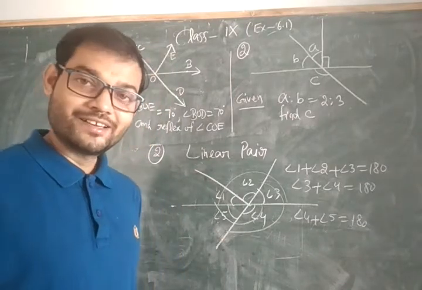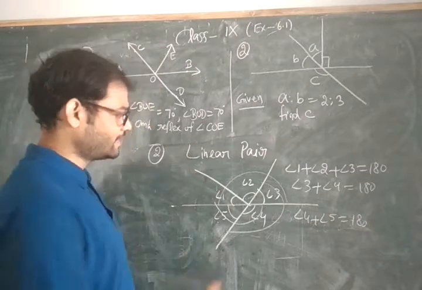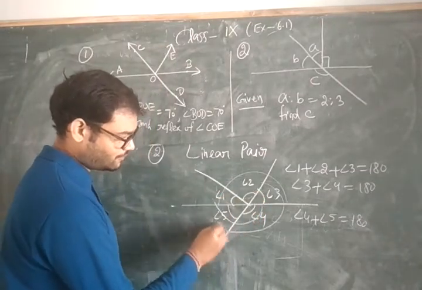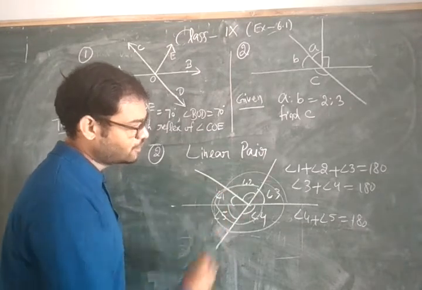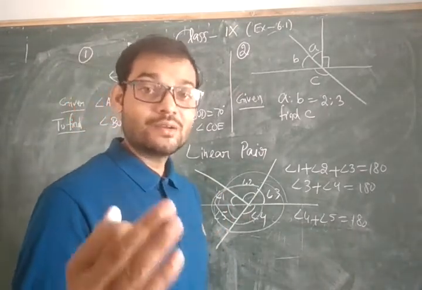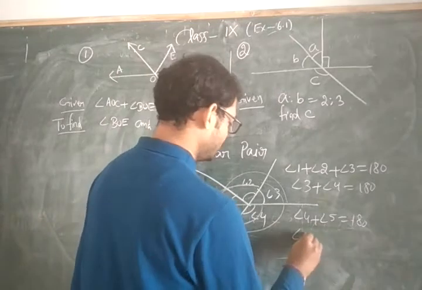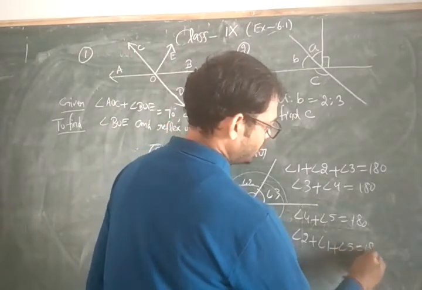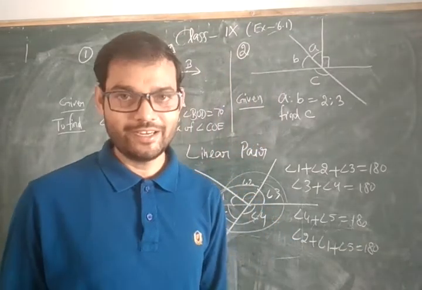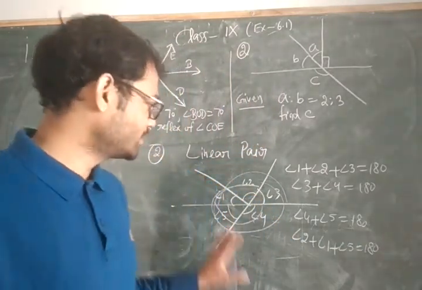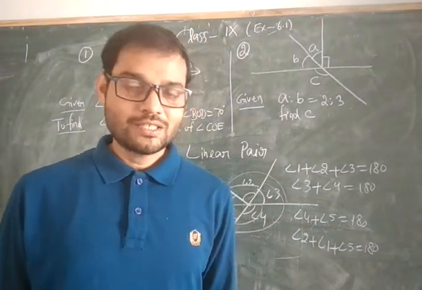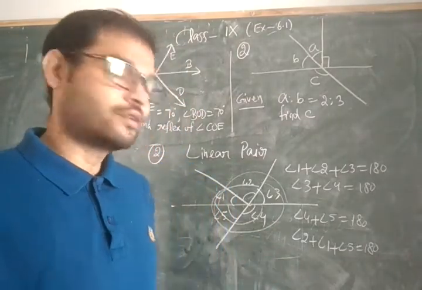Identify. Yes, one more is left, and that is, if you see 2 plus 1 plus 5, this is also a linear pair. So 2 plus 1 plus 5 is equal to 180. So like this, you can see that we have so many linear pairs in this one figure.